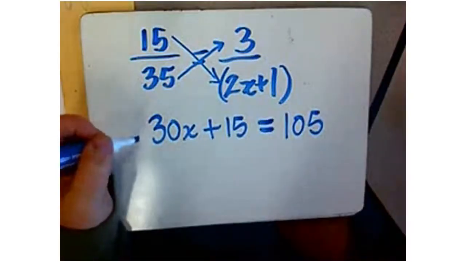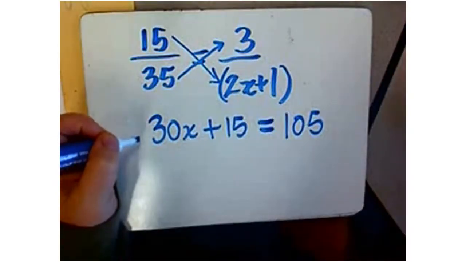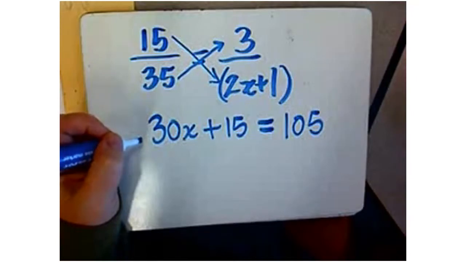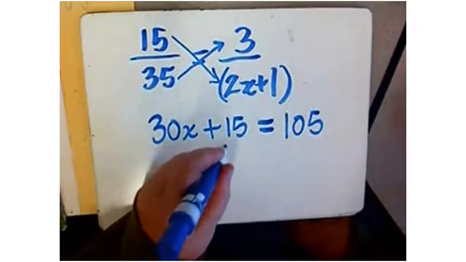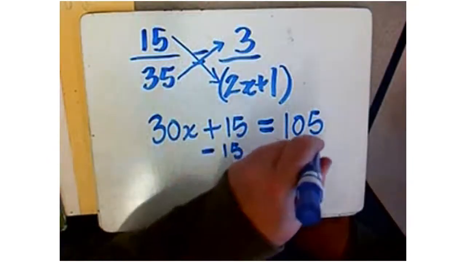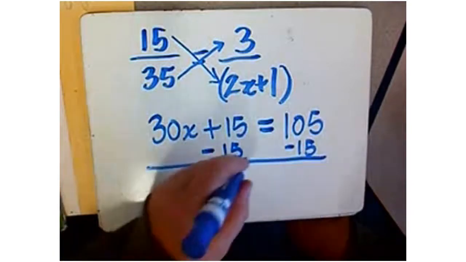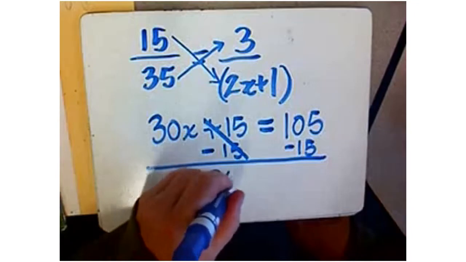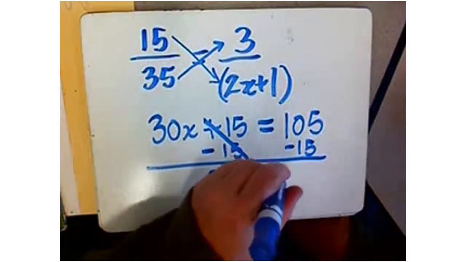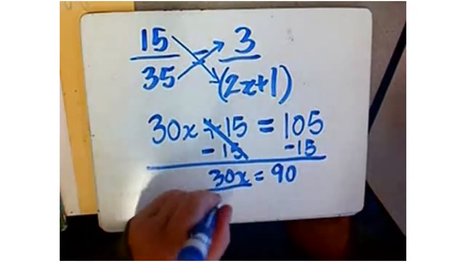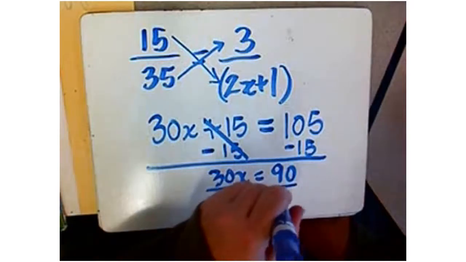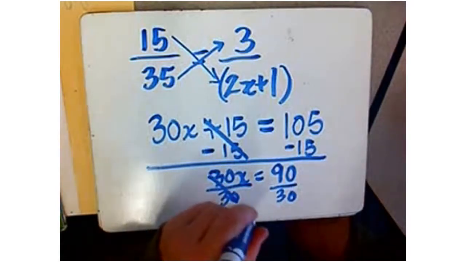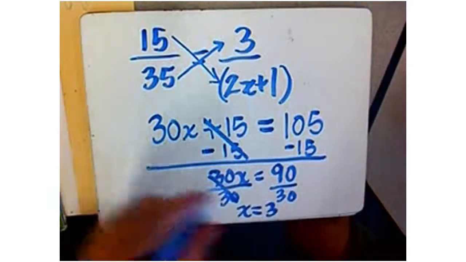Now you have just a two-step equation to solve. You've got 30x plus 15 equals 105. You need to subtract 15 from both sides using your subtraction property of equality to undo the plus 15. And you have 30x equals 90. Then you divide both sides by 30 using your division property of equality, and x equals 3.